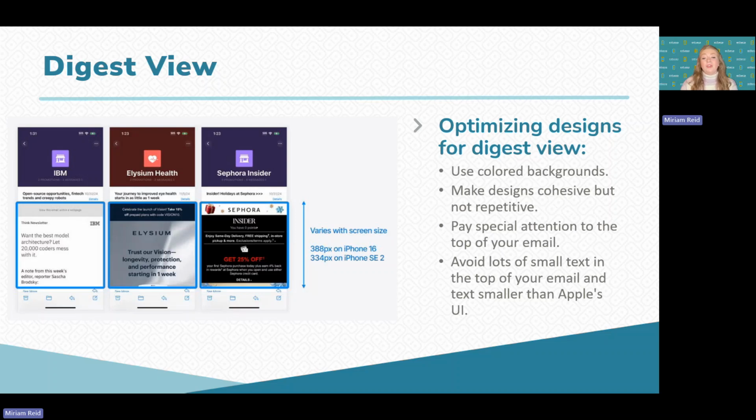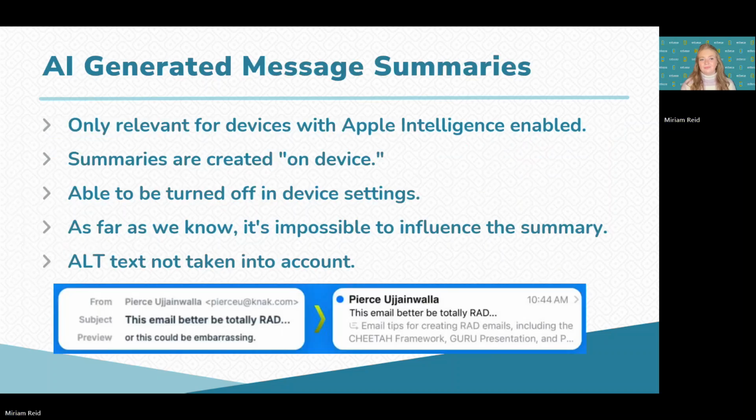We also want to pay special attention to the top of that email because that is the preview that readers will see. We want to make sure that we're adding elements that will entice the reader to click, read more, and expand the full email. And we also want to be avoiding lots of small text in the top of our emails, especially text that's smaller than Apple's UI. Again, that can just make things kind of visually confusing or visually overwhelming for the reader and may not give your subject line as much of an opportunity to stand out.